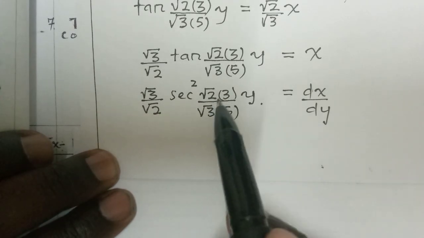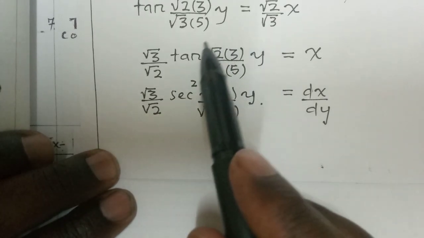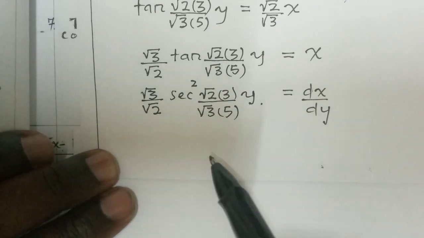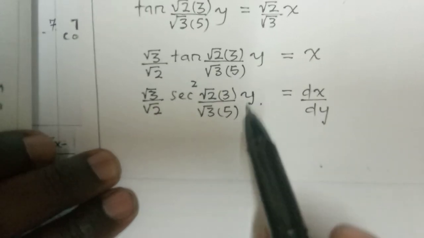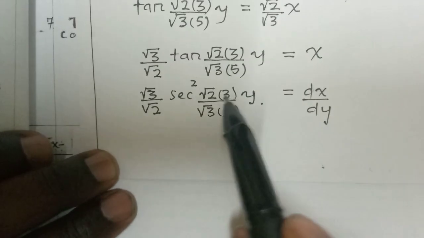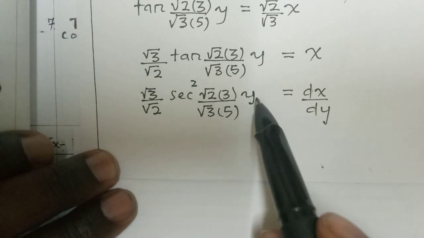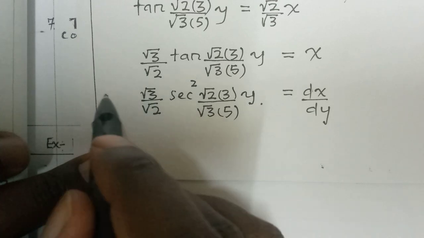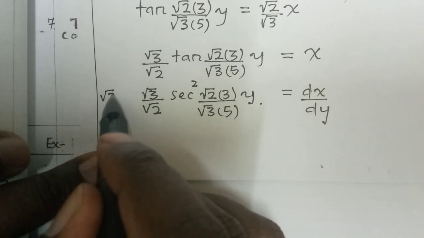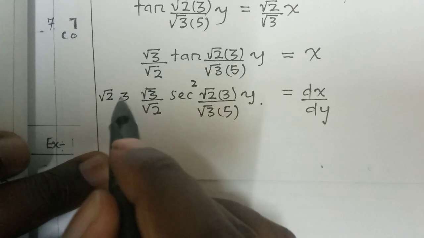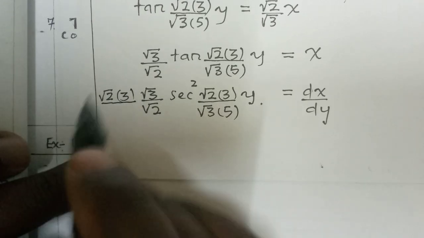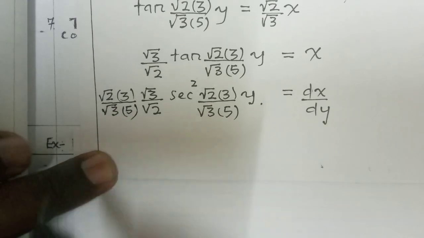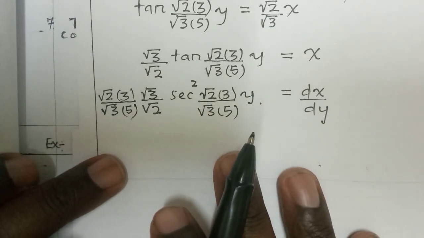We have differentiated tan, but now we need to differentiate the inside, which follows the chain rule. When we differentiate the inside, it's like saying 2y, and the differentiation of 2y is 2. So the whole of this figure is now going to come here. So we shall have root 2, 3 there, all over root 3, and then we have 5 there, guys, like that. So that is our differentiation, guys.